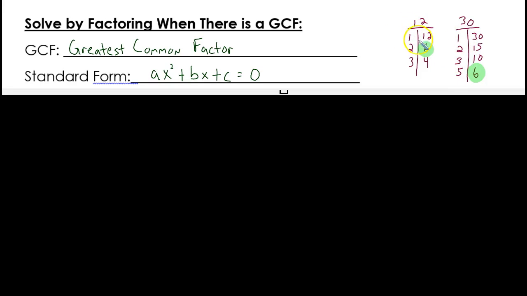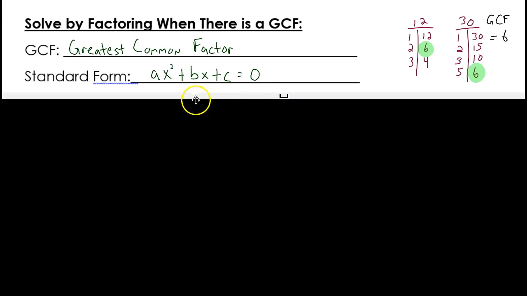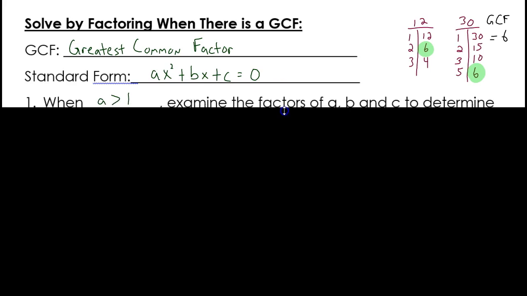So if you think about all the factors of two numbers, the greatest common factor, which we shortened to just be GCF, is the largest or greatest number that is a factor of both. So 6 is a factor of both, so we'd say the greatest common factor is 6. We're going to think about that today as we're looking at our quadratics. Remember, standard form is ax squared plus bx plus c equals 0. Quadratics are going to have to still be in this form for this method to work.